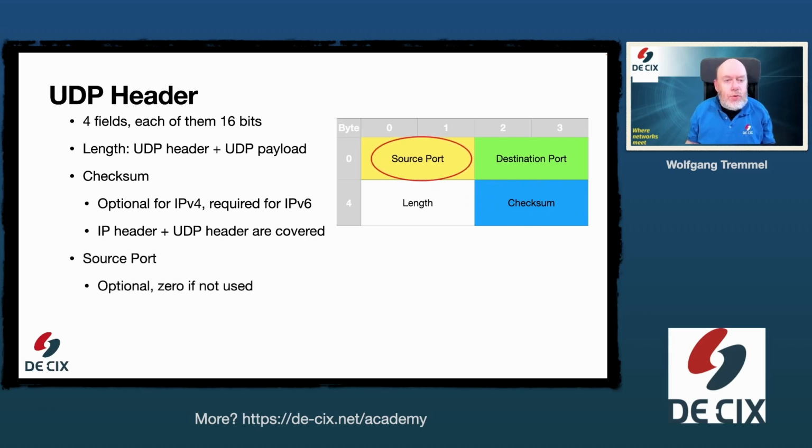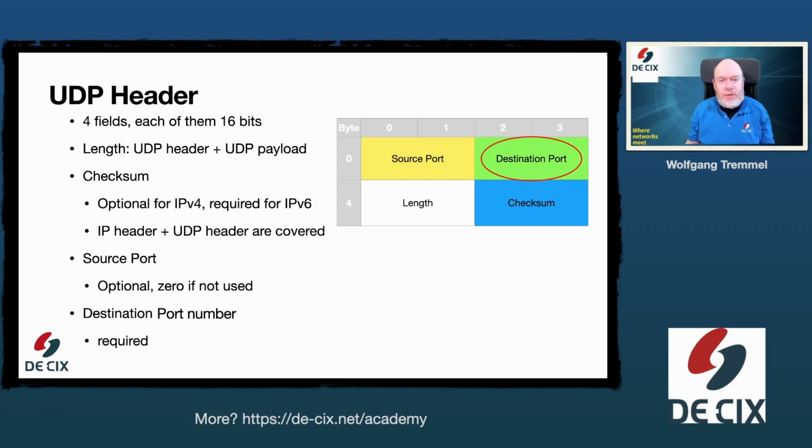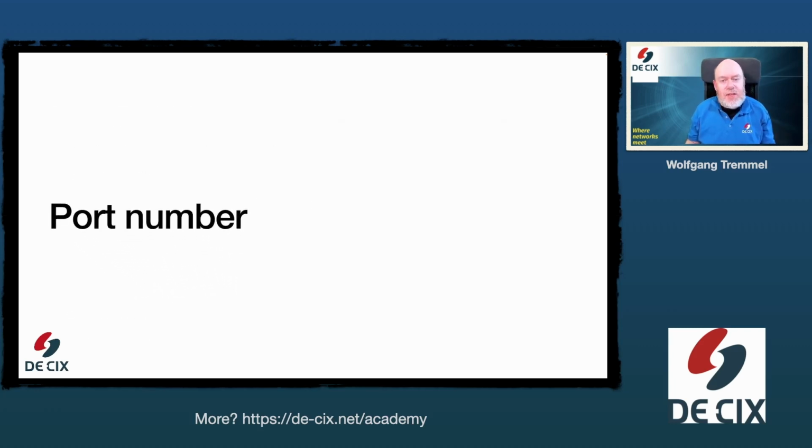Then we have these 2 port fields. There is source port, which is optional. If it's not used, it's set to 0. And we have destination port. And the term of a port number, that's something new for this video today. So what is a port number?